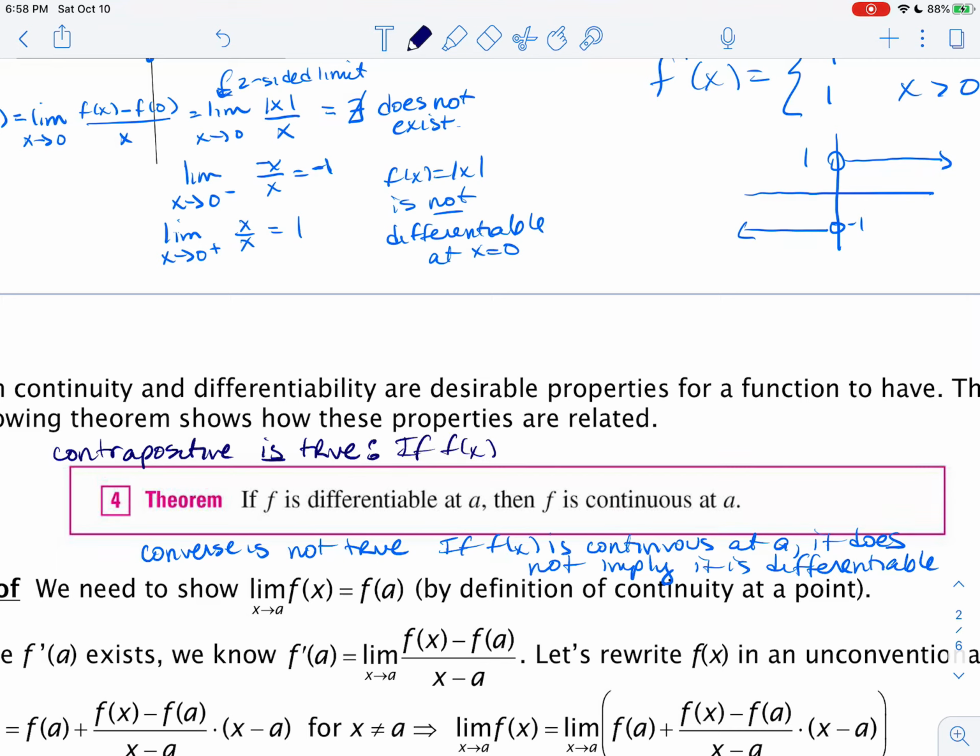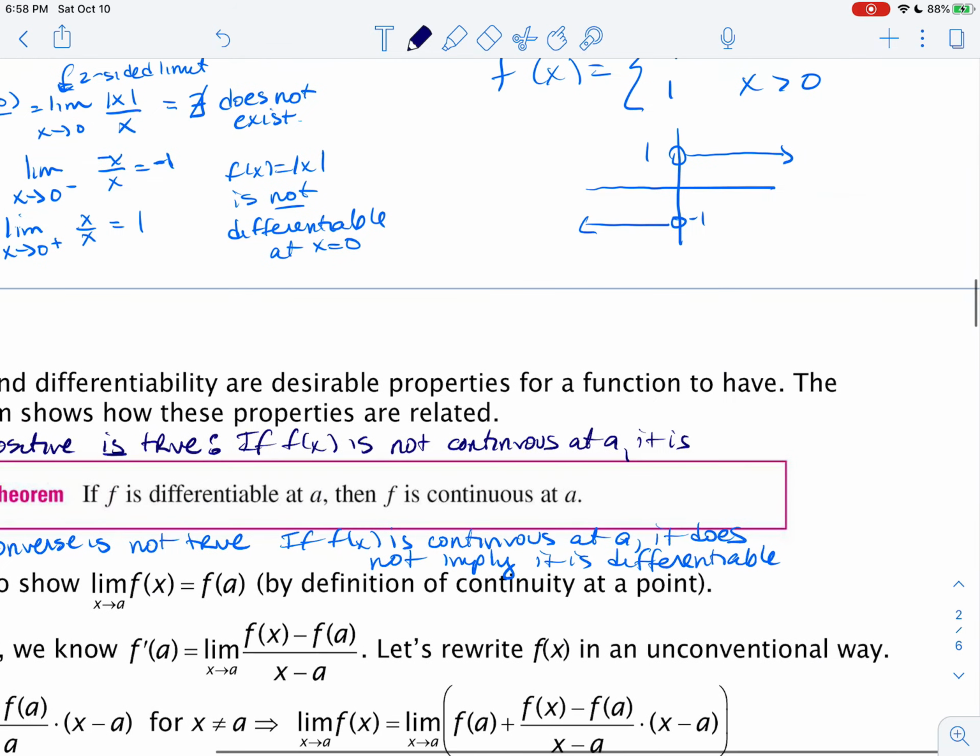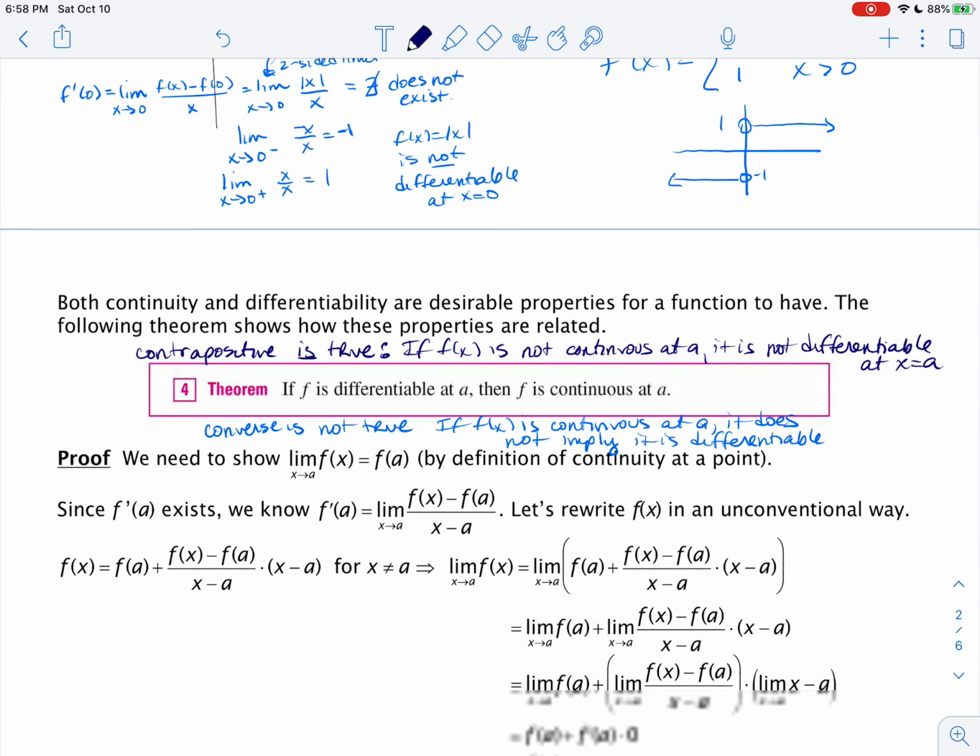Right, so if f of x is not continuous at a, it is not differentiable at a. That is true logically. Okay, and there's a small proof in here. They assume that f prime of a exists because they do assume that f is differentiable at a. That means f prime of a is a real number.